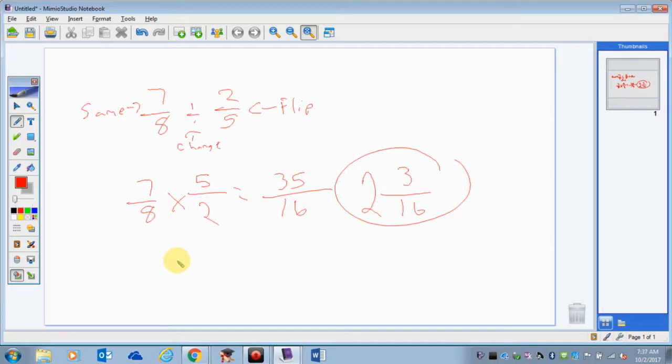Try another one here. 5/8 divided by 3/4. Keep this the same. So I have 5/8. Change this to multiplication. Flip this over to its reciprocal. Alright, I do have some cross reduction that can be done here. 4 will go into 4 and 8, making that 1, making that 2. Now I'll just multiply straight across. 5 times 1 is 5. 2 times 3 is 6.